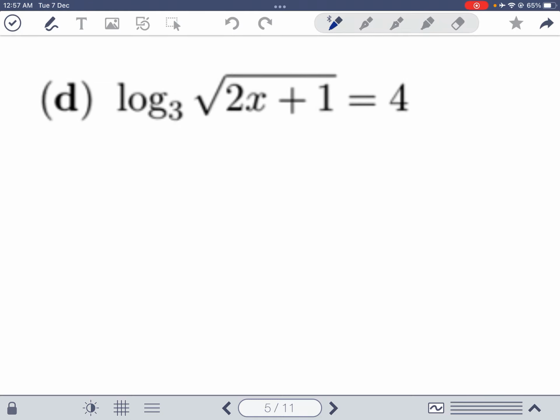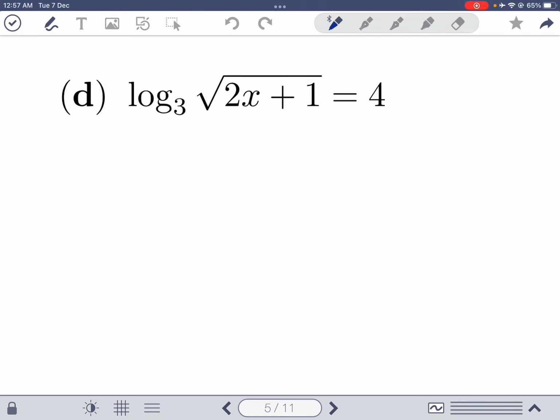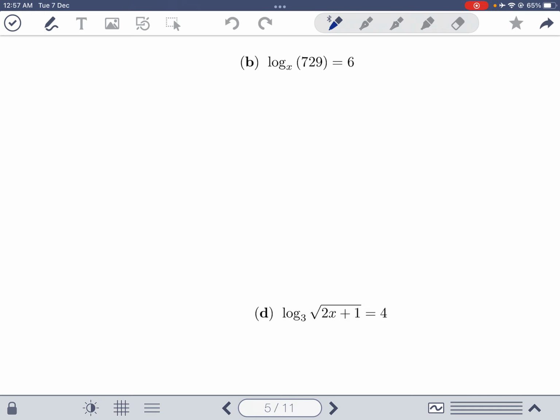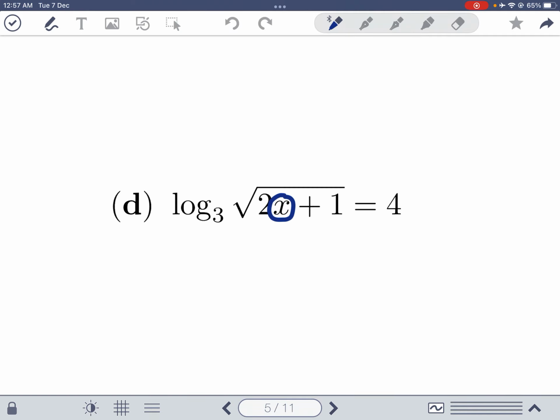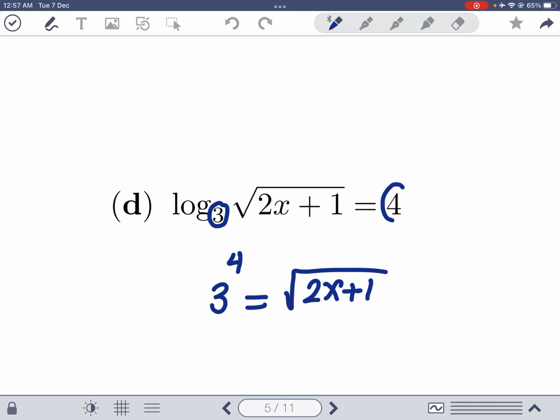Now, part D, it's also nice. It's very similar to this one. The x here is the base. Here the x is in this one. Notice the difference between the two questions. Here, x to the power 6 equals 729. And here, if you write the equivalent exponential form, it will be 3 to the power 4 equals this radical, 2x plus 1. You take 3 to the power 4 equals what we have within the log.